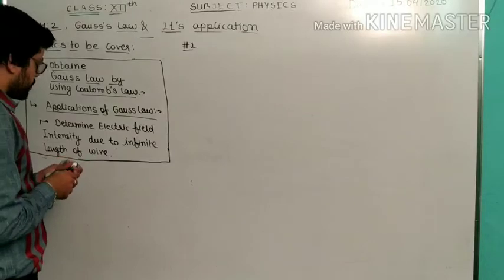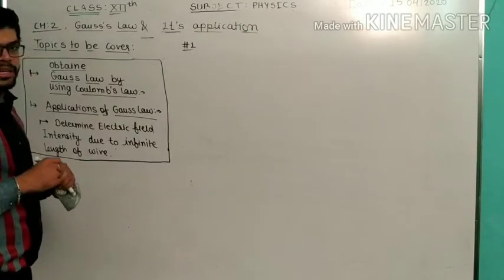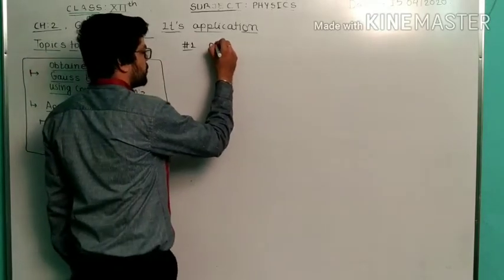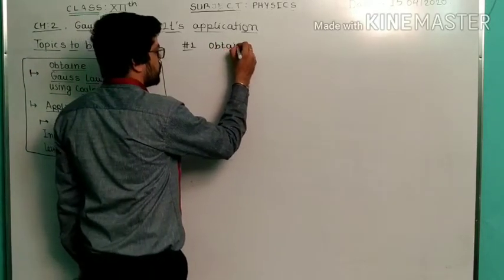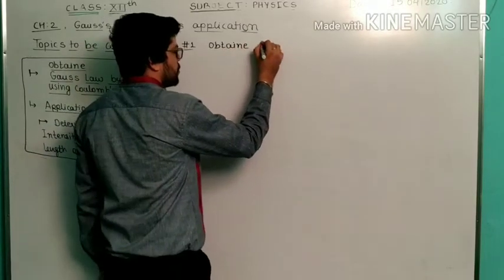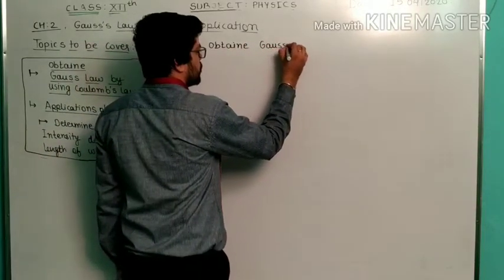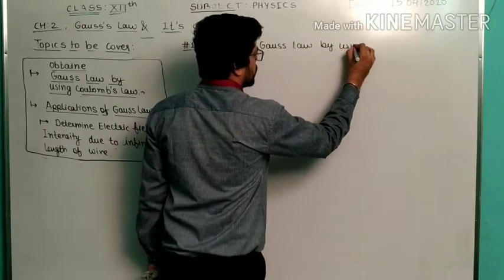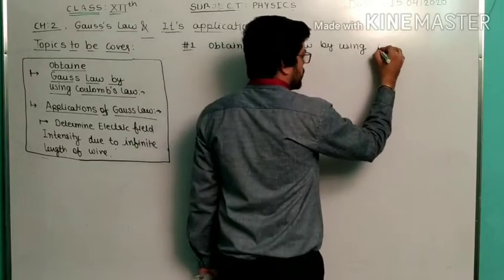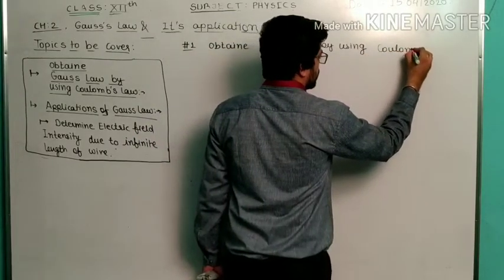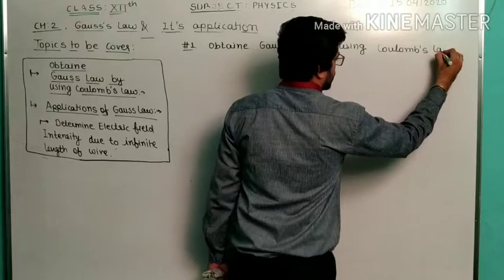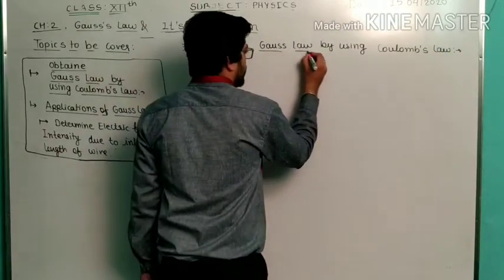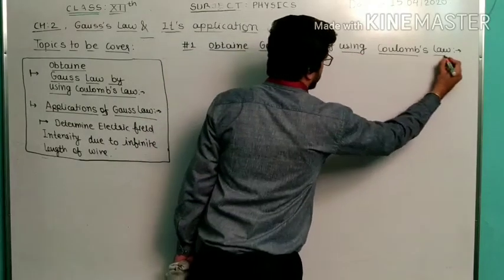Okay, let's start with the first point, by which you will be able to get a detailed understanding of the following topic. First we are talking about how to obtain Gauss law by using Coulomb's law. So what do we want to obtain? We want Gauss law by using Coulomb's law.